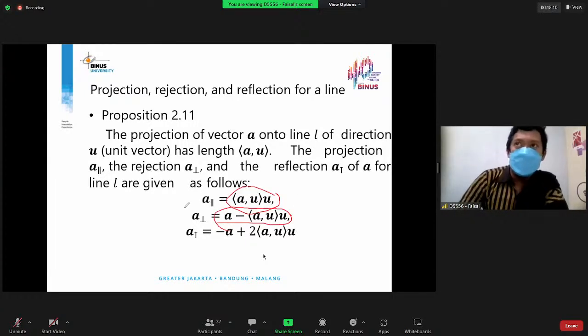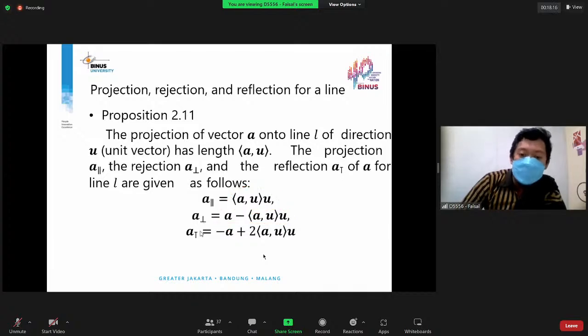Then we use the rule of addition in vectors. And the formula of the rejection of A is equal to this formula: minus A plus 2 times the inner product between A and U times U.